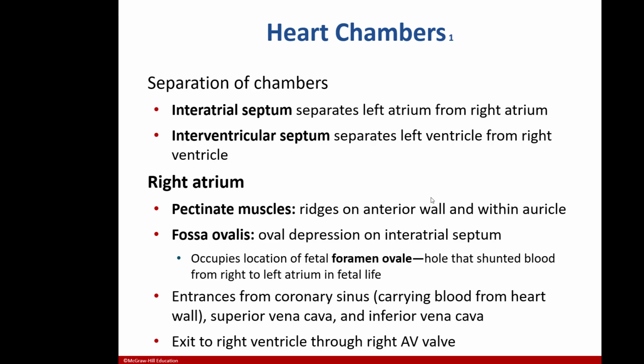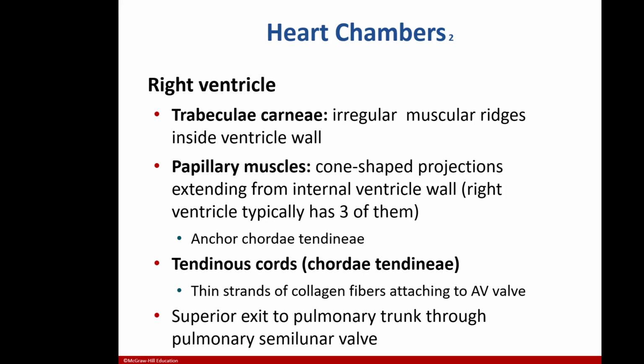The pectinate muscles are ridges on the interior wall within the auricle, and again serve an important role in being able to push the blood down. The fossa ovalis is an oval depression in the interatrial septum that at one time during fetal development was a foramen ovale, a hole that shunted blood from the right to the left atrium. Let's move down to the right ventricle.